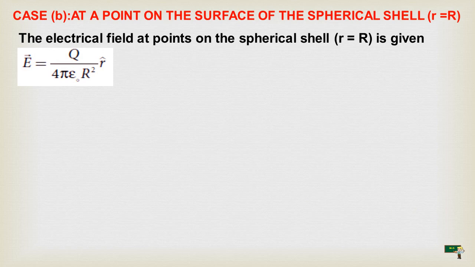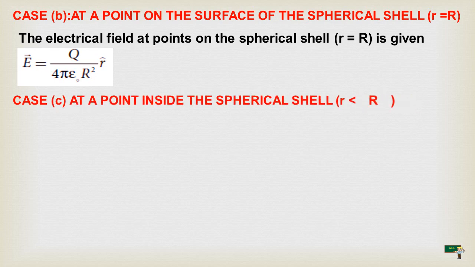Second one, case B. At a point on the surface of the spherical shell, where capital R is equal to small r, the electric field at a point on the spherical shell is given by E vector is equal to Q by 4 pi epsilon naught capital R square into r cap. Now the third one, case C. At a point inside the spherical shell, r is less than R.